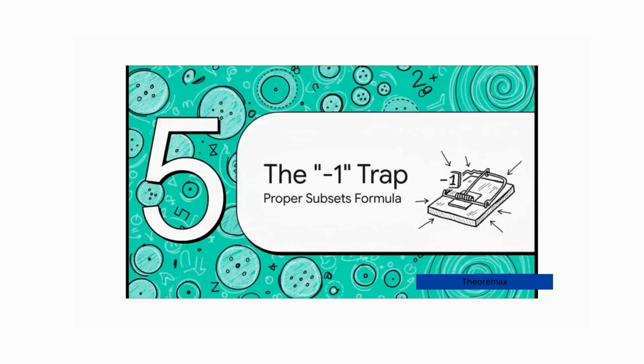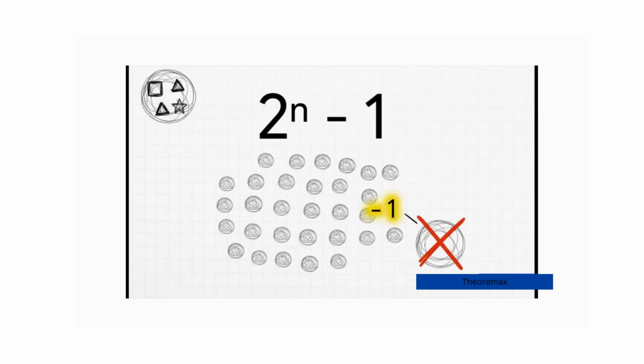Okay, this formula is a game changer, but it comes with one very, very common trap. If that tricky exam question asks for proper subsets, not just subsets, you have to make one tiny adjustment, but that tiny change makes all the difference. So the formula for the number of proper subsets is almost the same. It's 2 to the power of n minus 1. So the big question is, why are we subtracting that 1?